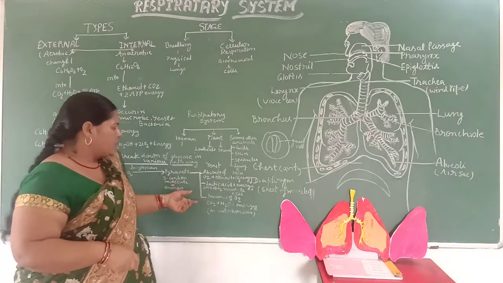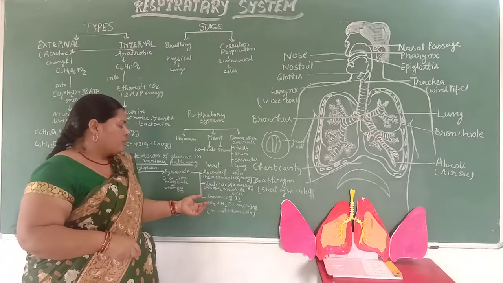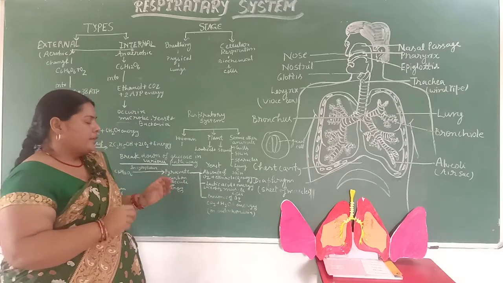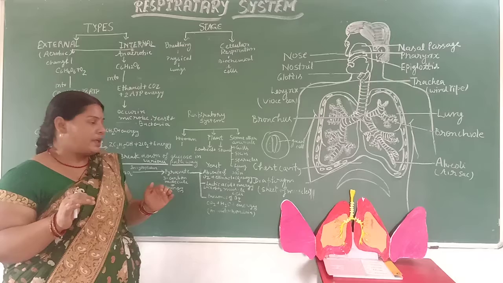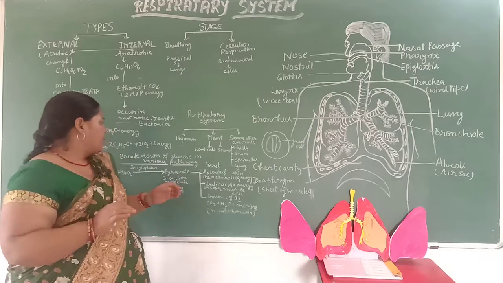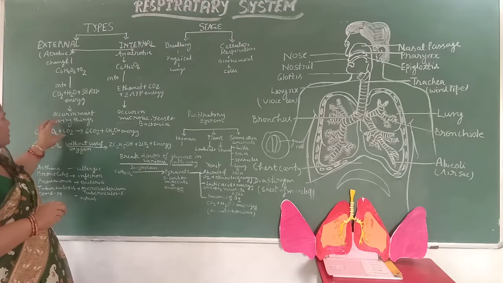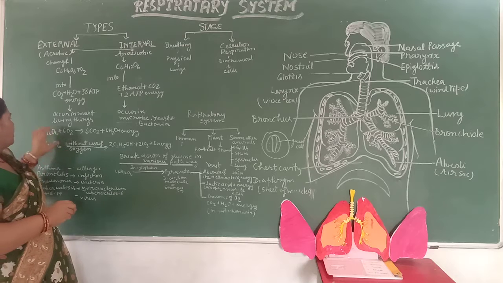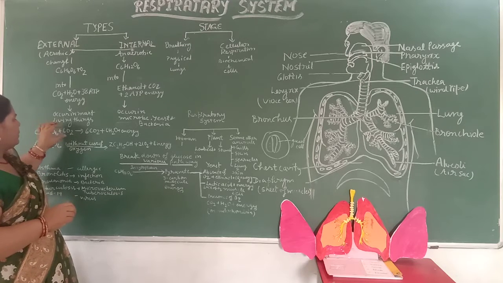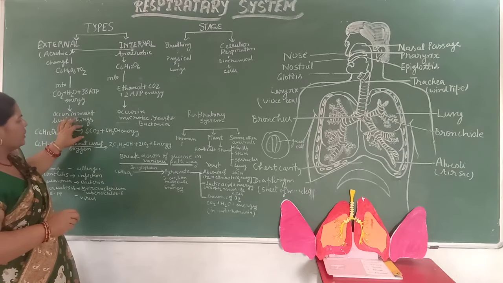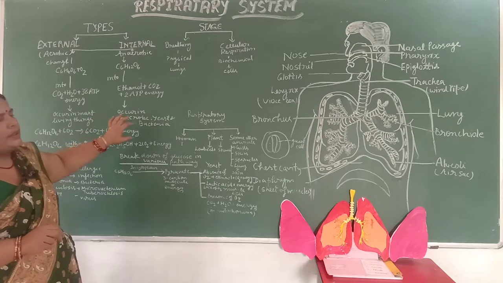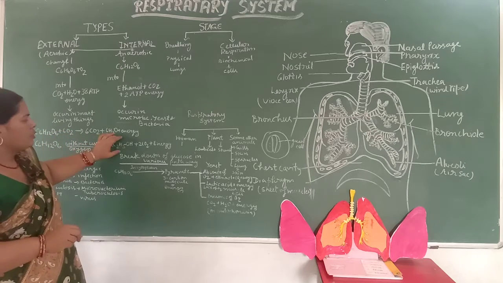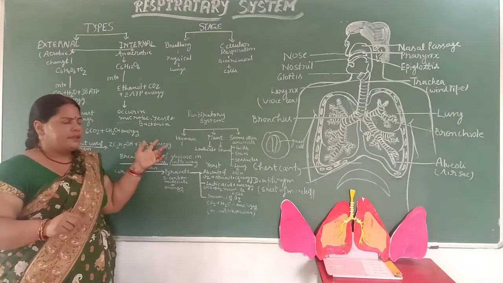In the presence of oxygen, it is converted into carbon dioxide, water and energy. This is found in the mitochondria, which is a part of the cell, and it gives a lot of energy. That reaction is glucose plus oxygen, the aerobic respiration, and the other is the anaerobic respiration. Glucose, a 6 carbon molecule, in the presence of oxygen is converted into carbon dioxide, water and energy. In the absence of oxygen, glucose is converted into ethyl alcohol, carbon dioxide and energy.